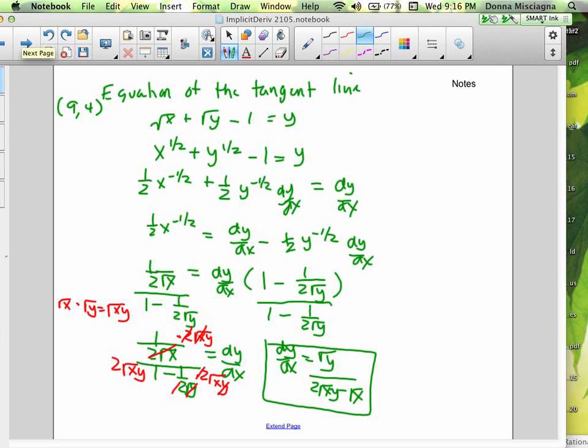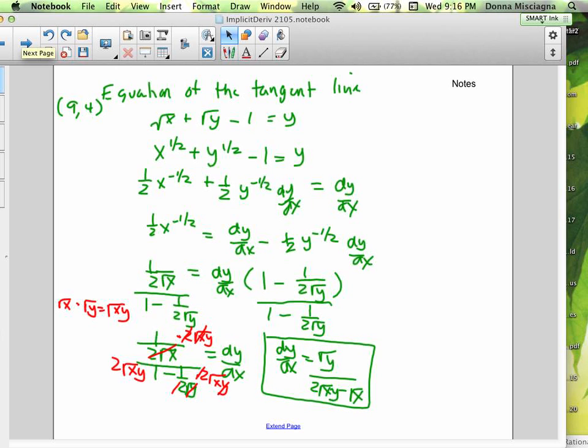Okay. And then we need the slope of the tangent line, and then we can write the equation. So we just plug in a 4 where we see a y, and a 9 where we see an x. So this part here, this was all the derivative.